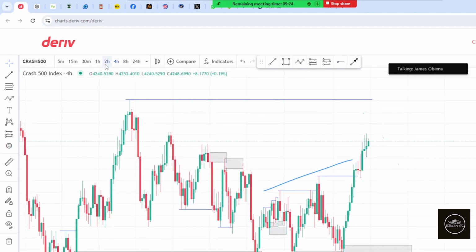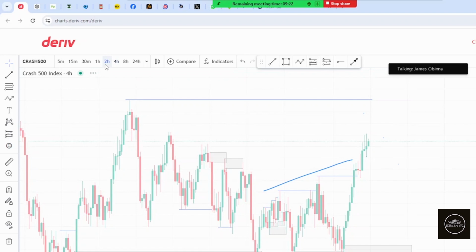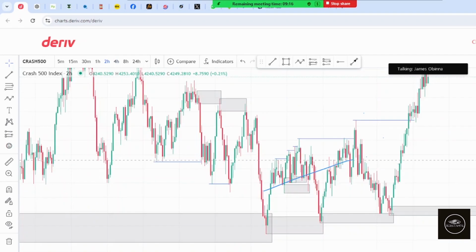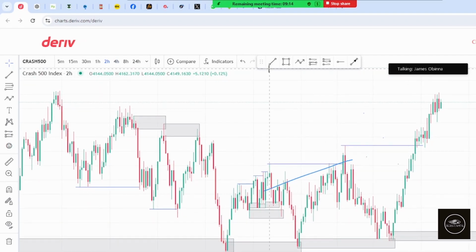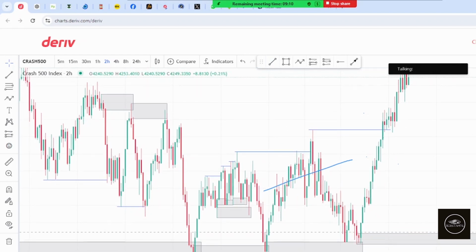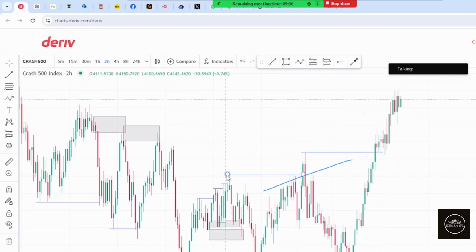Moving down towards a lower time frame, the 2 hours. One thing I noticed on this 2 hours time frame: the market started creating a bullish trend, a bullish move, with higher lows. You can see higher high, higher low, higher high, higher low, higher high. So now I'm anticipating the market to give a retracement, something like this, followed by continuation to the upside.